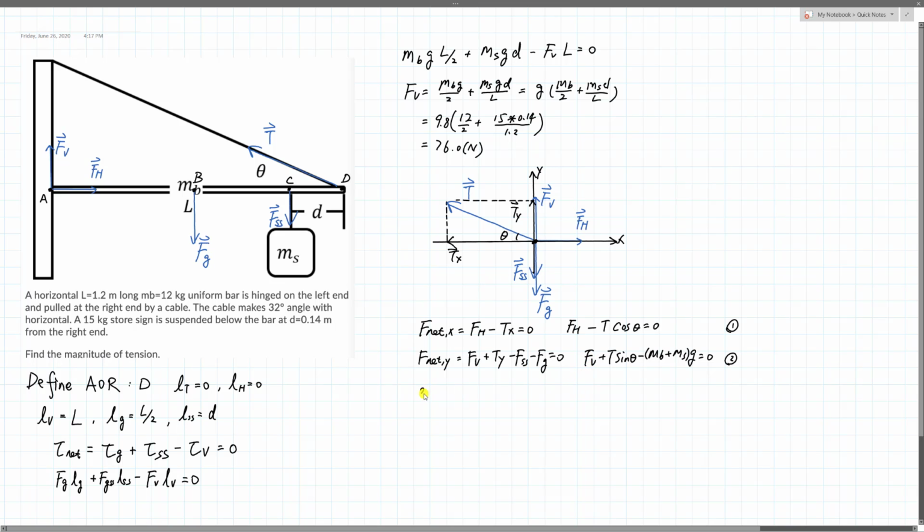Right, so from equation 2, the tension T is equal to, if I divide out the sine of the angle, the angle is 32 degrees. And then I can move the total mass gravity to the other side, subtracting it from both sides. So that is the mass gravity here: 12 plus 15 times 9.8 minus the vertical hinge force, 76.